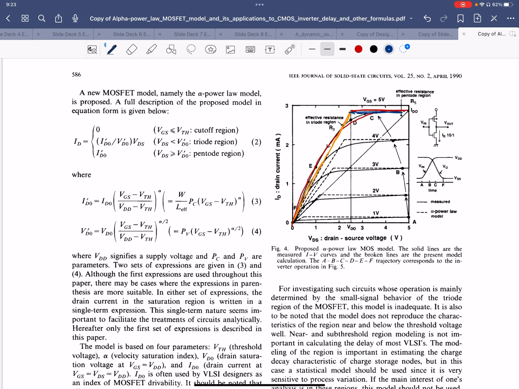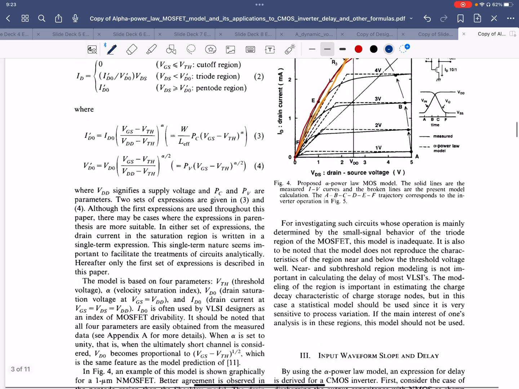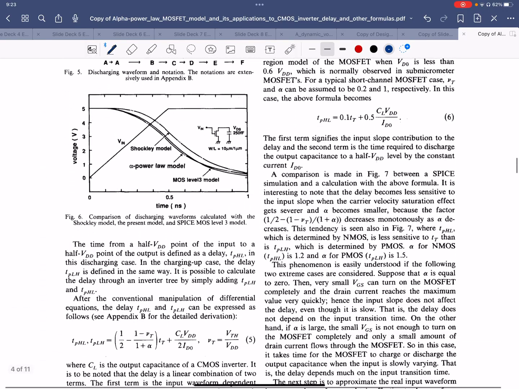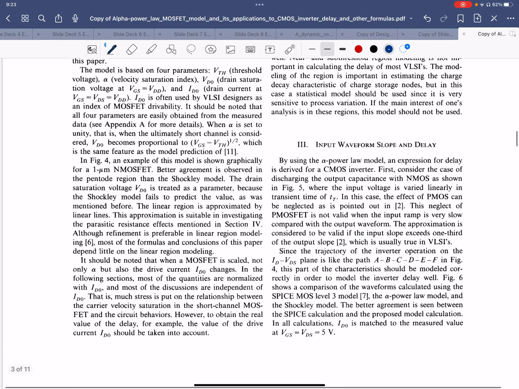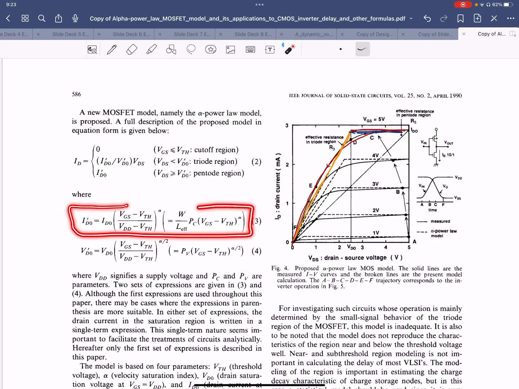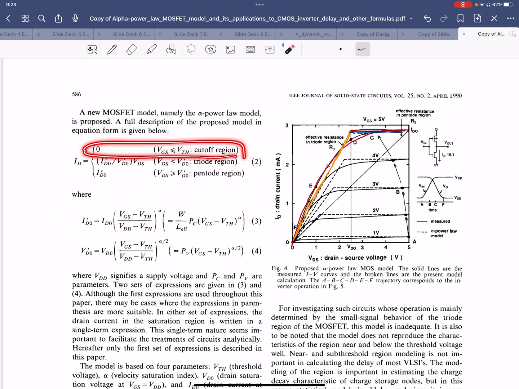So that's the basis of the model, and it's really getting into the details of this model. I think what you end up with is this relationship. Instead of this ID zero, you still end up with three regions, okay?